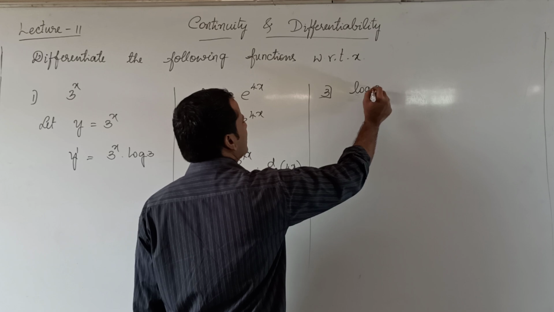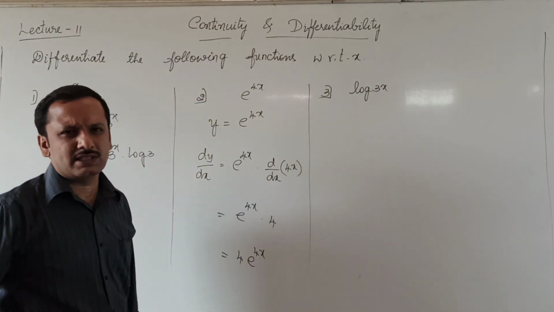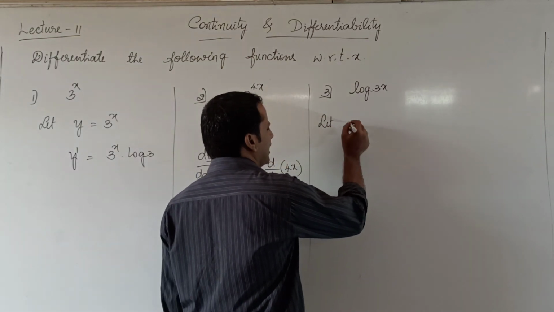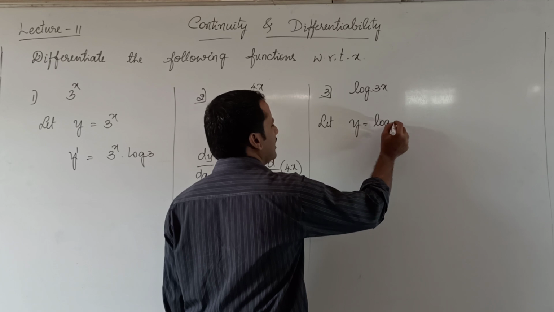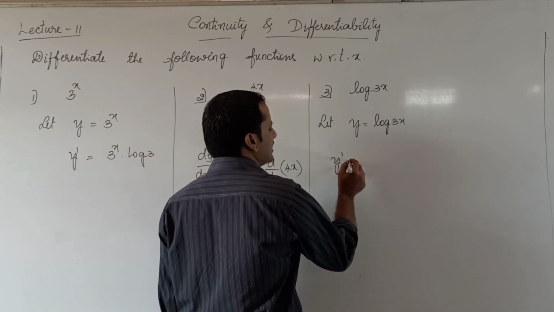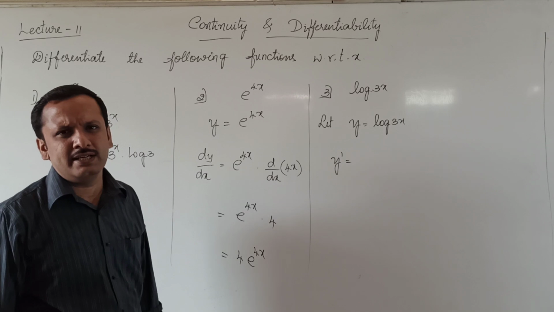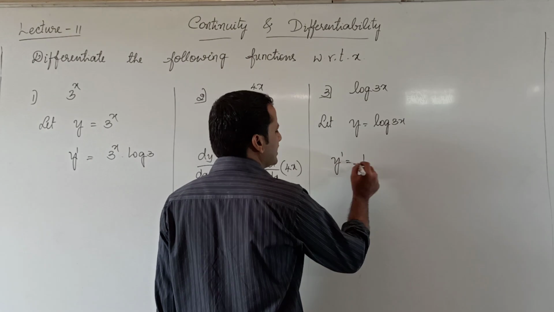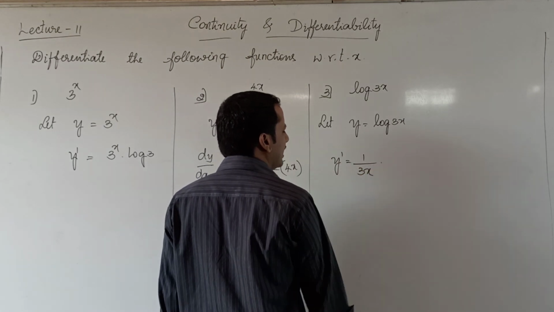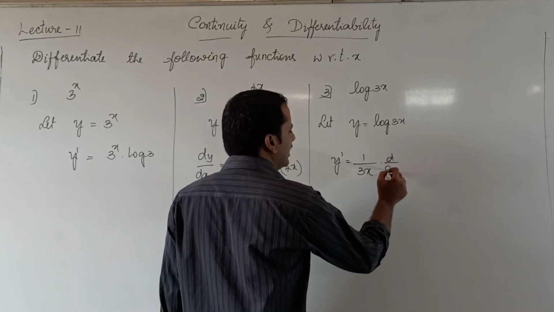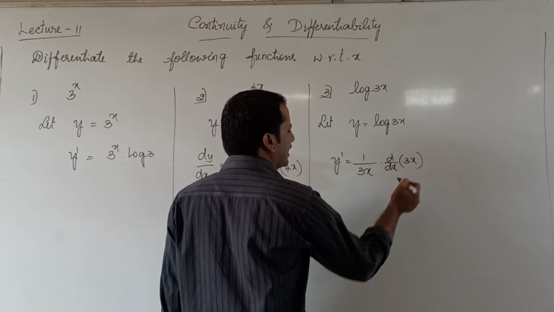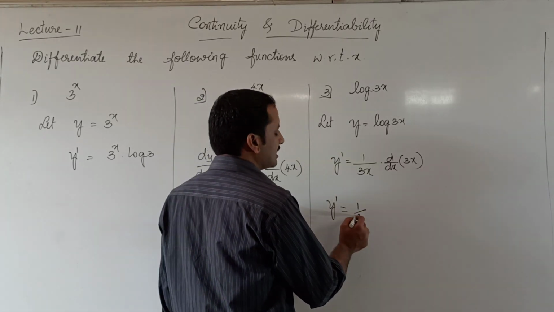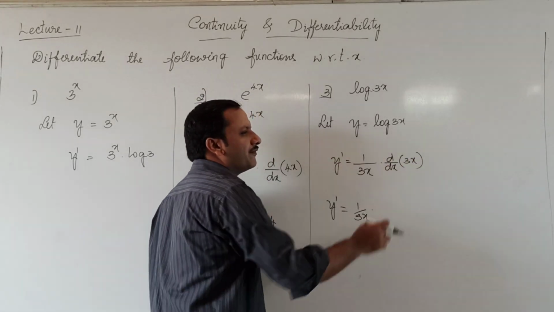Next, log 3x. We want to differentiate this log 3x. Okay. So I will treat this as y. Let y equal to log 3x. Now y dash is equal to, this is of the form log x. Derivative of log x is 1 by x. So derivative of log 3x is 1 by 3x into what next? Into the derivative of 3x. So y dash is equal to 1 by 3x into derivative of 3x.